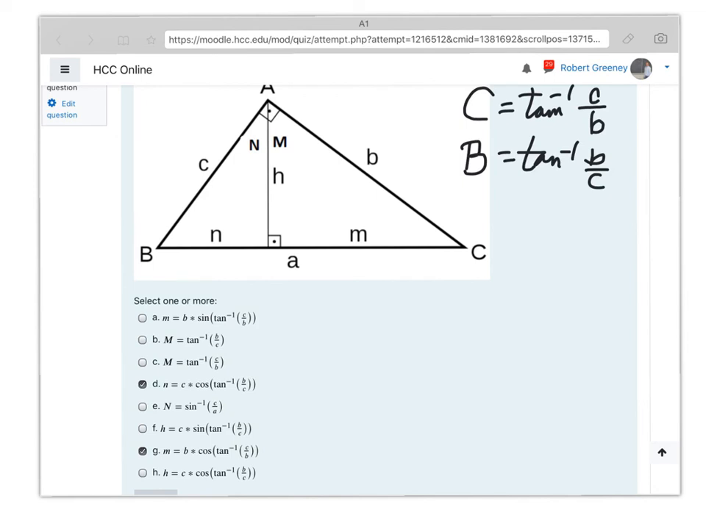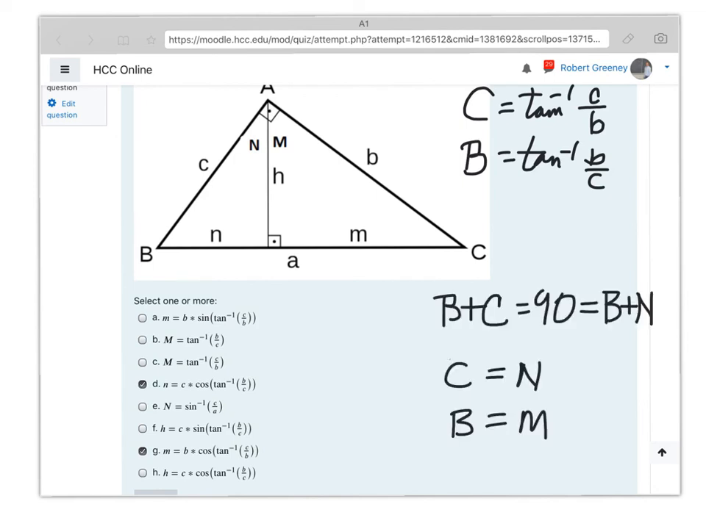Let me write that down for you. Make sure you see that. So in case you've forgotten, all the angles in any triangle have to add to 180. In a right triangle, one's 90, so the other two angles have to add to 90. So B plus C has to equal 90. And this is a right triangle, so B plus N has to be 90. So B plus C has to be equal to B plus N. If you subtract B from both sides, you get that C equals N. And doing the same thing on the other side, you get that B equals M. Okay? So we'll use that, and we can finish the problem.